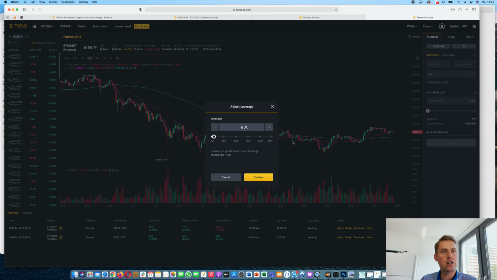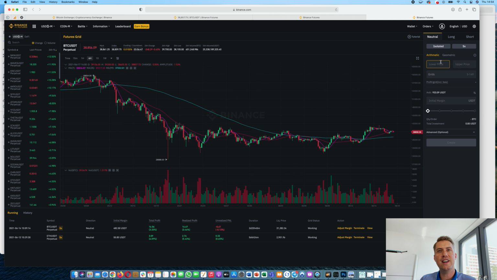Then you can choose leverage. You shouldn't do much more than 5 here. And then you can choose here arithmetic or geometric. That basically means if your grids should be in percent, or if you want to have an actual number. Let's go with arithmetic here. And we say, okay, the price is ranging between 31,000 and 43,000. And then we want to have around 65 grids, maybe a bit less.